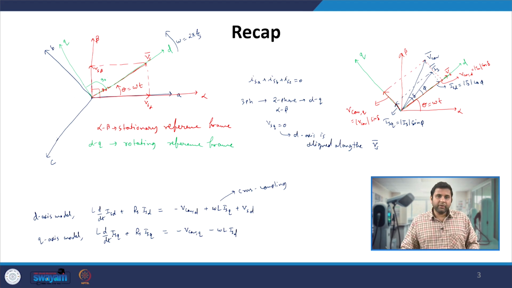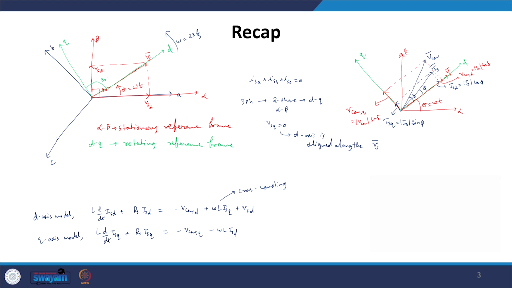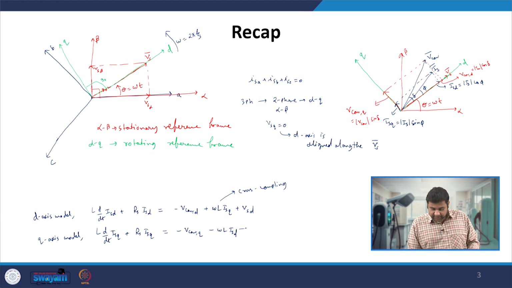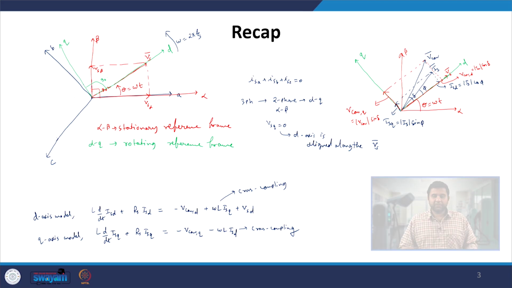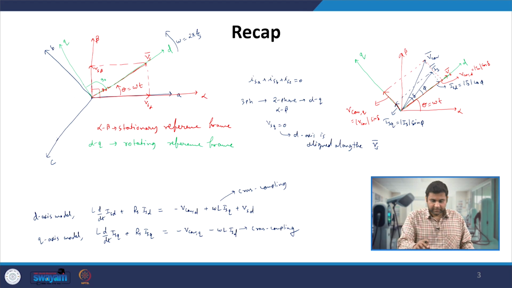Similarly, if we take the Q axis model, we have L di/dt ISQ plus RS ISQ, which is equal to minus the magnitude of the V converter space vector along the Q axis minus omega L ISD. Again, this is a cross coupling term. This is what we achieve from our conversion, going from the 3-phase circuit to the alpha beta axis, and then going to the rotating reference frame, modeling the system in the rotating reference frame.